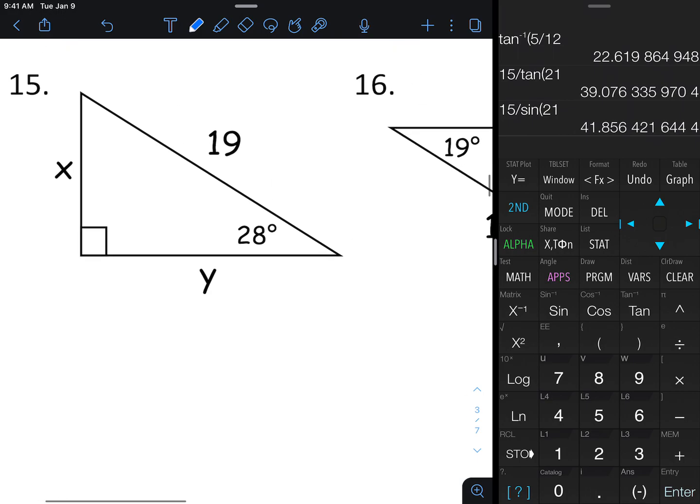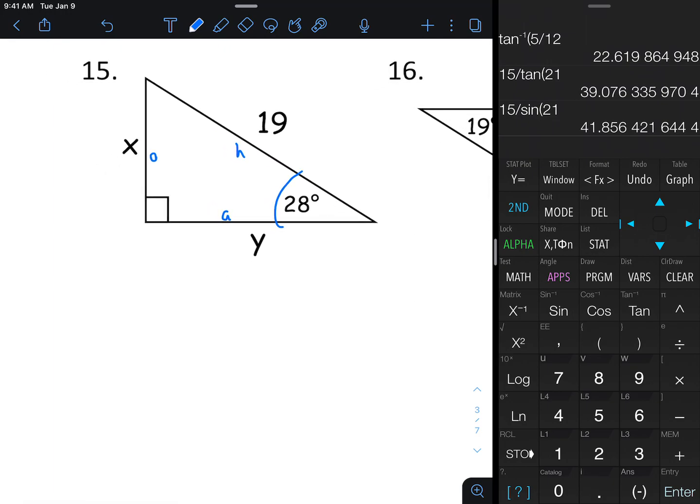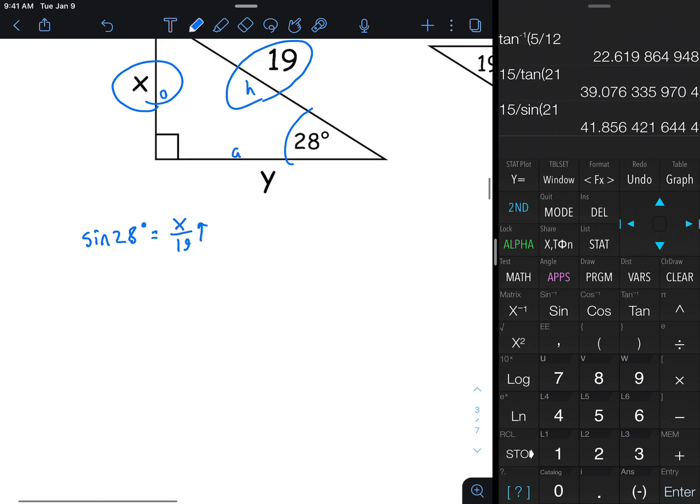All right, looking at this one here, you've got 28 degrees right there. Label your opposite, adjacent, hypotenuse. The first one here, let's solve for x, which is the opposite. Let's use the number they give us, which is h. So that's going to be the sine function, sine of 28 degrees equals x, the opposite, over the hypotenuse 19. If x is in the numerator, after you cross multiply, you'll get x is equal to 19 times the sine of 28.